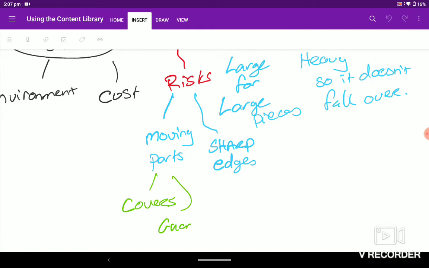One risk that we need to look out for the whole time is the weight, anything that's heavy that might fall and hurt someone. Okay.